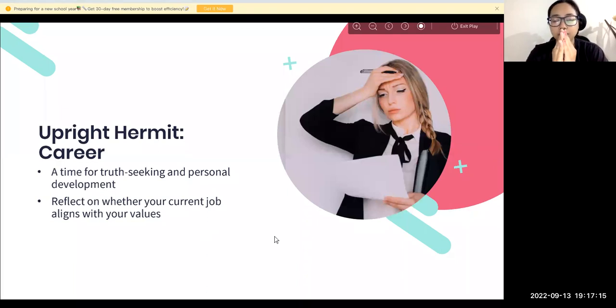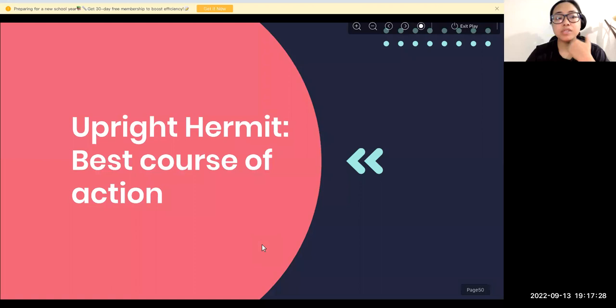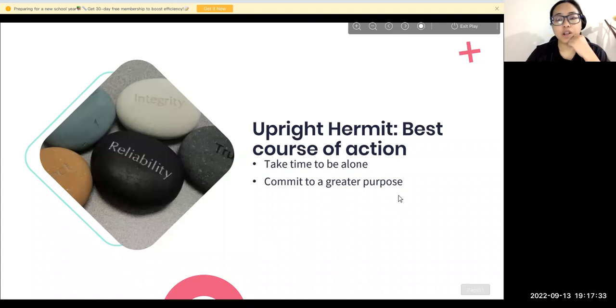Is my current job, or whatever current thing that I am doing, aligned to my own value system? Is it aligned to my purpose in life? Is it aligned to what I really want to achieve in my life? So it is a time for truth seeking. It's a time for you to self-reflect. That is why it's saying that. So whenever you get this card, the best thing you should tell is that this is the time to take time off, take time alone, and commit to a greater purpose. Look at what purpose you can commit to, what cause you can stand for, what you are standing for yourself.